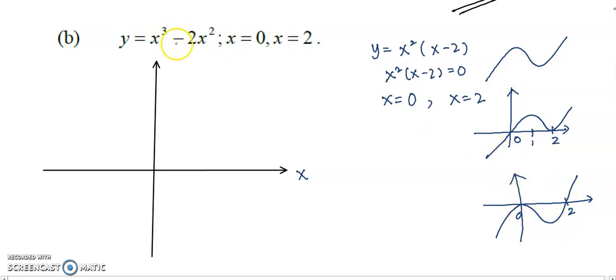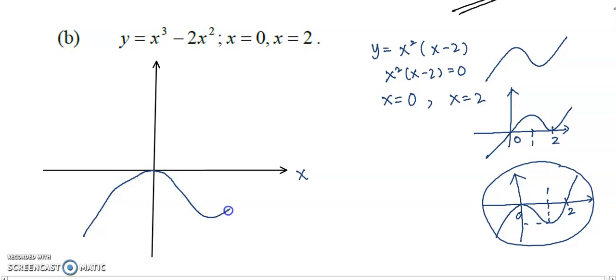So substitute the 1 inside, you have 1 cubed minus 2, 1 minus 2, you get a negative value, meaning that this is the shape that we want, because when x equals 1, we have a negative value. Our graph has the negative value, so we need to sketch the shape in this form. It passes through the 0 just by touching the 0, and it will cut the x-axis at x equals 2. This is the graph of y equals x cubed minus 2x squared.